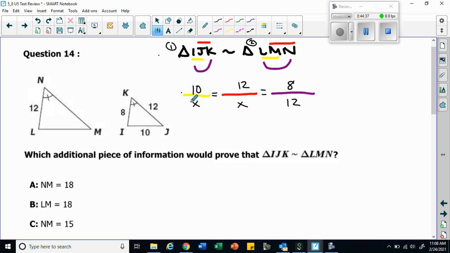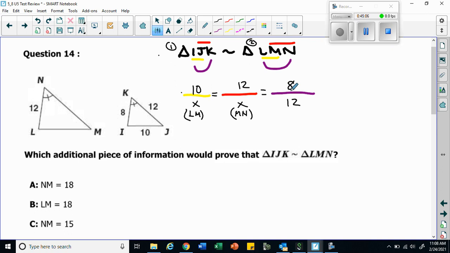So let's go back in the bottom part of this. So this is L, M. So this is LM, just so we can remember. And then this one right here is MN. Okay?